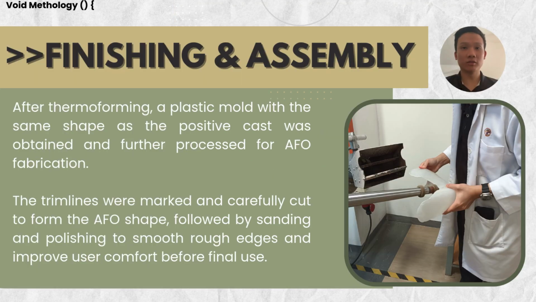After the thermoforming, the plastic mold was further processed to form the actual AFO, which is the ankle foot orthosis shape. The trim line was first marked using a marker pen, and we carefully cut it using the cutter. This step is done slowly to avoid mistakes in the shape. The edge was then sanded using sanding machines with different roughness, followed by sandpaper to smooth the edge. This improves comfort and prevents injury when users wear and use the AFO for a long time.